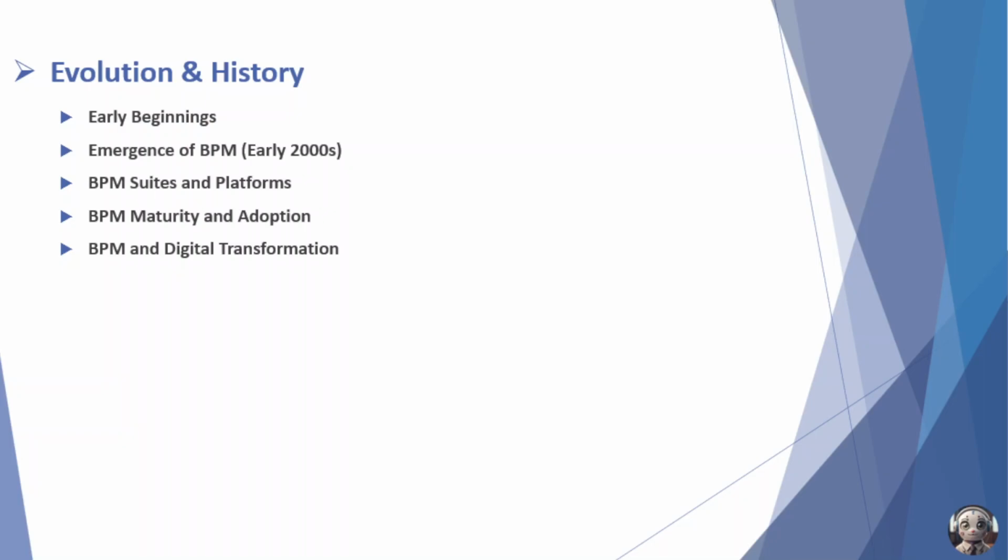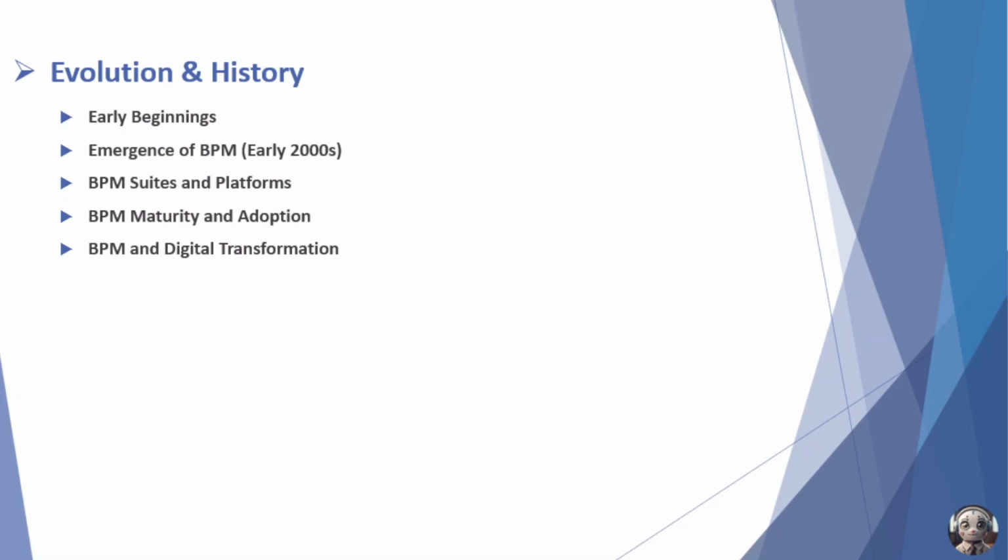Moving on to the early 2000s, we witnessed the emergence of BPM as a holistic approach to process management. This era marked the integration of various aspects including process modeling, execution, monitoring, and optimization. Notably, standards like BPMN, or Business Process Model and Notation, became widely adopted, further solidifying BPM's framework.